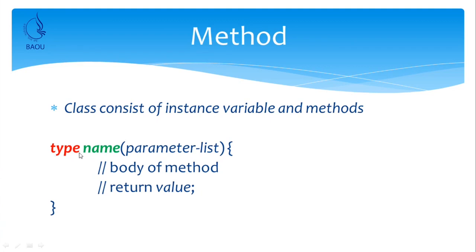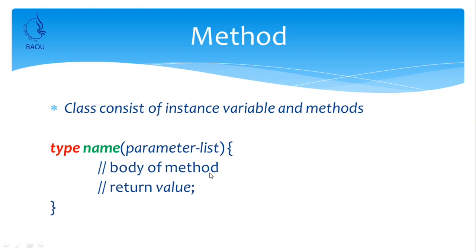The type represents the value returned by the method, and it may be an ordinary data type or it may be an object also. A method may require some data to operate on. So, this parameter list, which is optional, represents the data required by the method to process, and inside curly braces we define the body of the method.